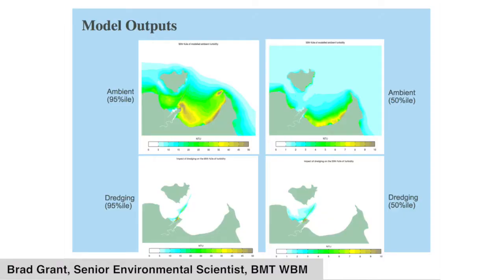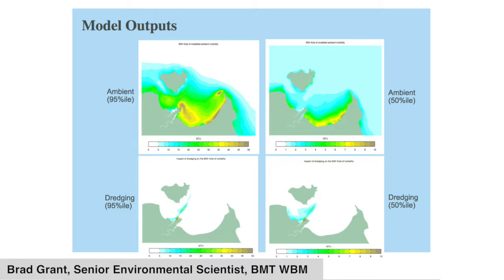Okay, some of the model outputs. So we've got ambient on top. Now we've got the 95th percentile on the left here, and this is the 50th percentile. So this is during rough conditions, high winds. This is during average conditions. And we assess that. So down the bottom is the maintenance dredging during that 95th percentile. So this is the acute short, sharp peaks in turbidity. So that's what we're seeing there.